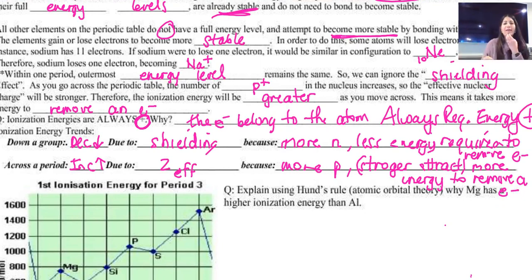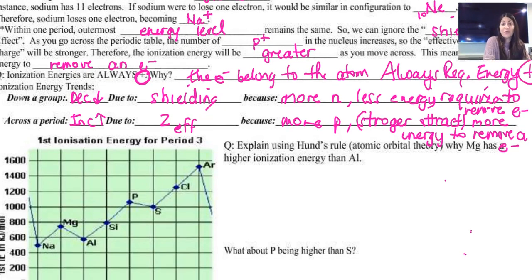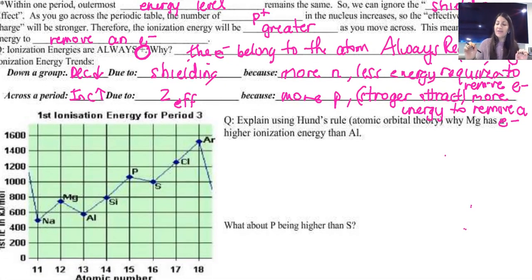Okay, so now the question is, can we explain it? If we see on here, it says explain using Hund's rule why magnesium has a higher ionization energy than, let's say, aluminum. Okay, and we can see on this graph that definitely there's something funny happening here. Now, a lot of students will say something that's totally wrong. They'll say, well, because the trend is that it decreases as you go left to right across the periodic table. That's wrong. It doesn't, okay? So what is happening here is, let's figure it out.